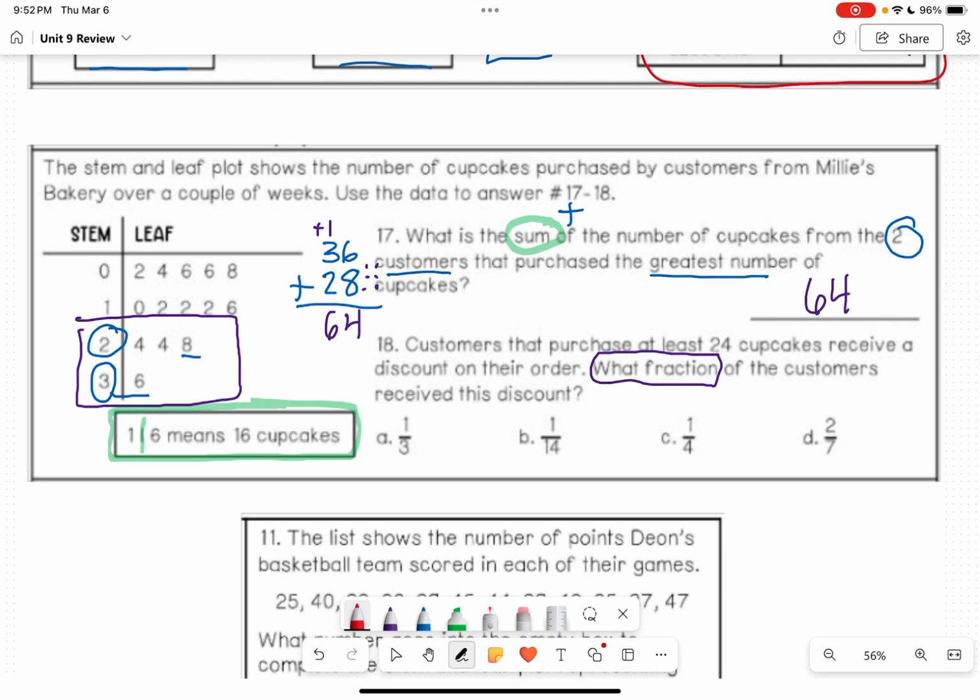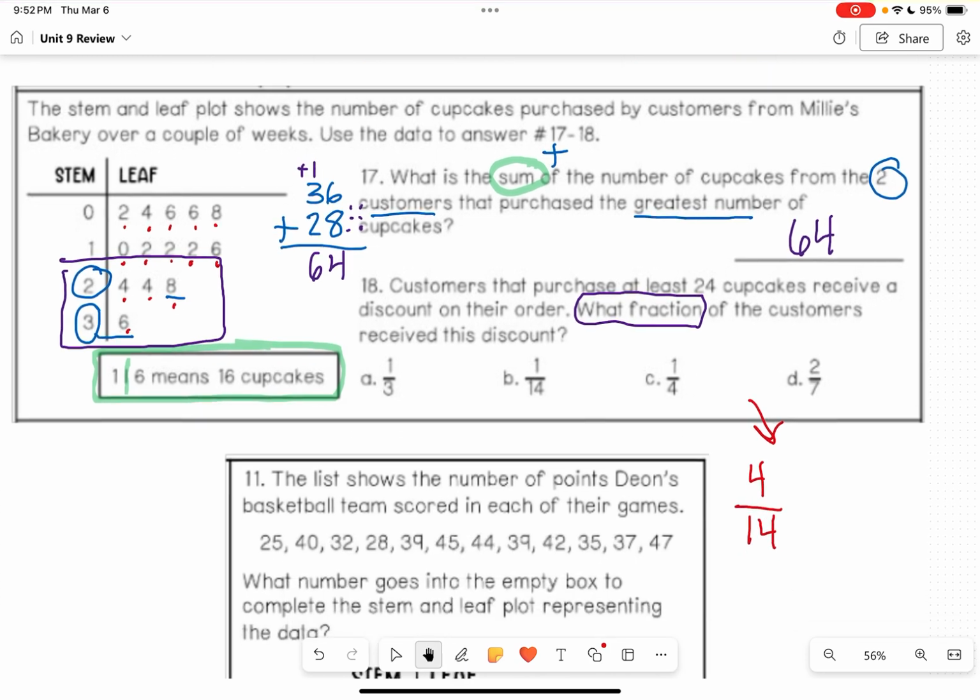So when you're trying to figure out that number, you have to count your leaves. So let's count them. This is 1, 2, 3, 4. So there is 4 people that have at least 24. So I'm going to write this down to the side, 4. And remember, the bottom number represents your total. So to find your total, you have to count all your leaves. So I have 4, 5, 6, 7, 8, 9, 10, 11, 12, 13, 14. So there's 14 total leaves. Okay, so I'm going to scoot down a little.